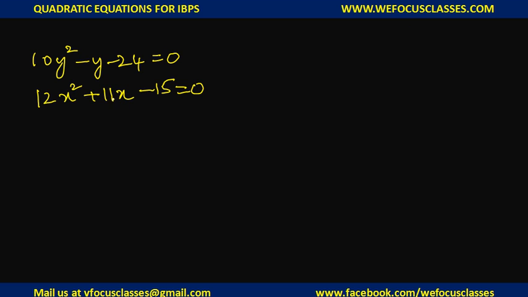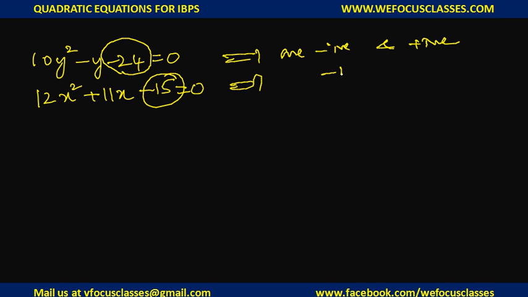What is given in the next problem? 10y square minus y minus 24 is equal to 0. 12x square plus 11x minus 15 is equal to 0. What is the sign of C, friends? Minus 24 means one root is negative and the other is positive. And here also C is minus, so one root is negative and the other is positive.